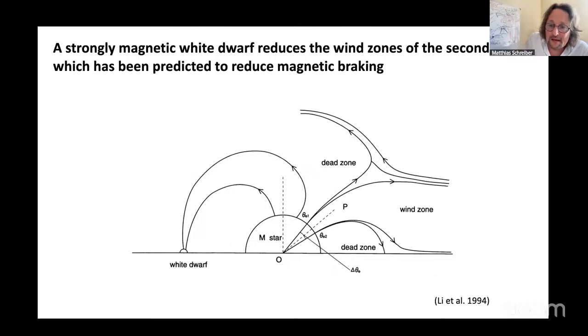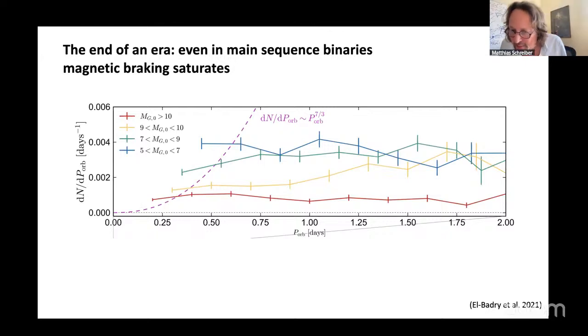Then recently, El-Badry in 21 showed that this relation is not true for binaries, because also in binaries we have saturation. Here you see the period distribution, the number of systems per period bin as a function of orbital period, which is equal to the rotation period for these binaries. And this is only main sequence binaries, so two main sequence stars. And you see all distributions are flat. This means you cannot have a strong dependence of the braking on period, exactly as predicted by saturation.